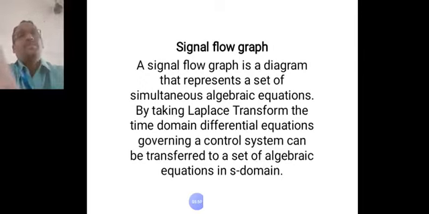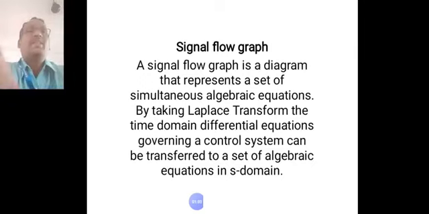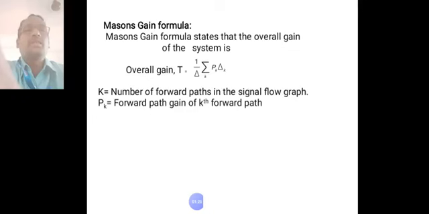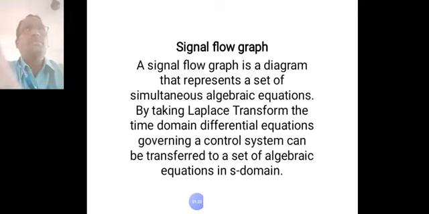By taking Laplace transform, the time domain differential equations governing a control system can be transferred to a set of algebraic equations in S domain. By using these equations in the S domain, we can construct the signal flow graph. So the signal flow graph consists of node, branch, input node, output node. These are some of the terms used to construct the signal flow graph.